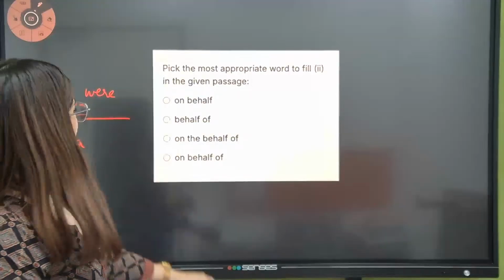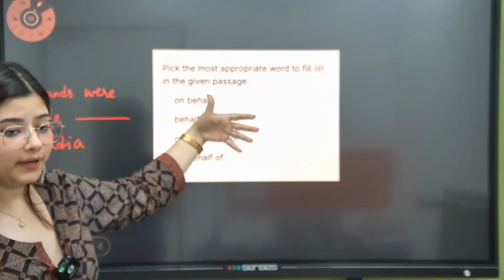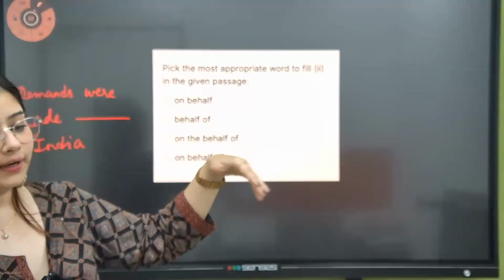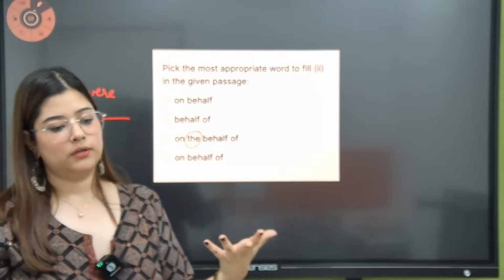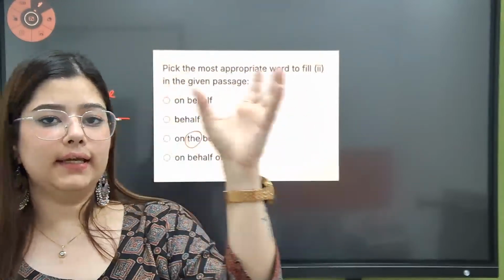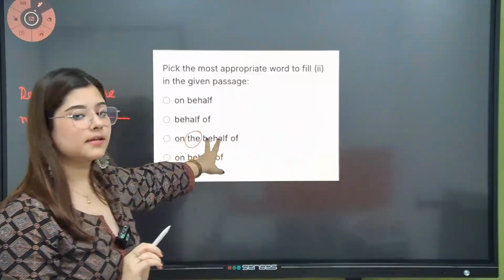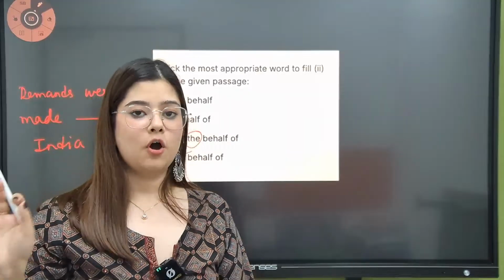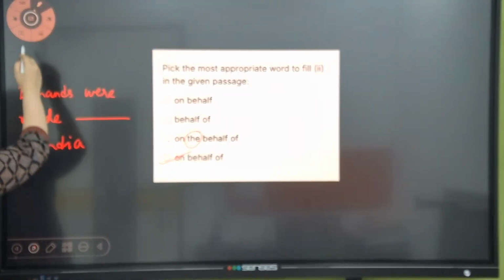Demands were made on behalf of India? No. Demands were made behalf of India? No. Demands were made on the behalf of India? We do not need to add the before behalf. Although this would not be completely incorrect, we do not need it. Unnecessary word. On behalf of India is good enough.